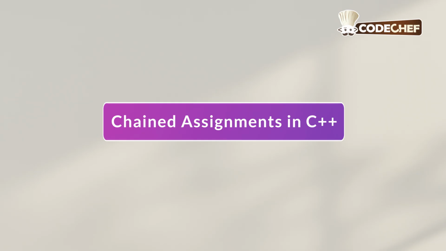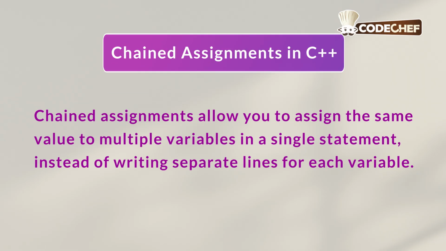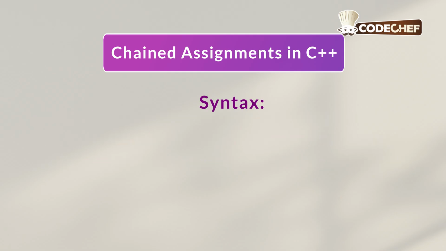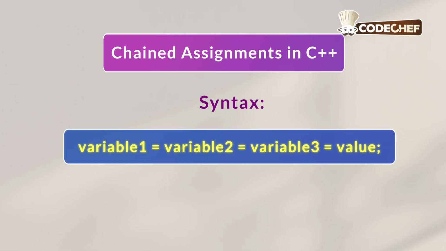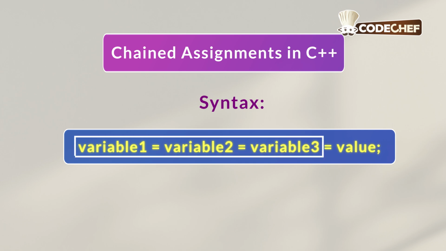Chained assignments in C++. Chained assignments allow you to assign the same value to multiple variables in a single statement instead of writing separate lines for each variable. Let's have a look at the syntax. Variable 1 is equal to variable 2 is equal to variable 3 is equal to value and semicolon. So here the value of all the three variables, variable 1, variable 2 and variable 3 is the same, which is equal to value, and that is why we have declared the value for all these three variables in a single statement using chained assignments.